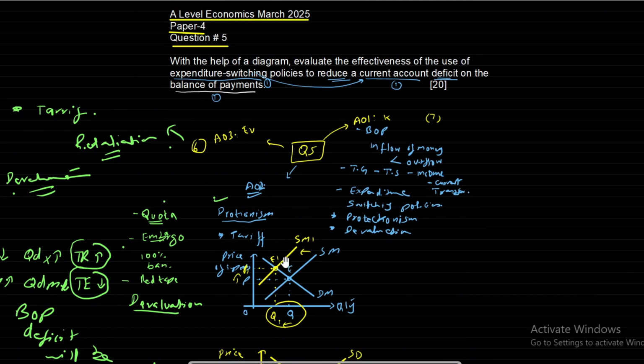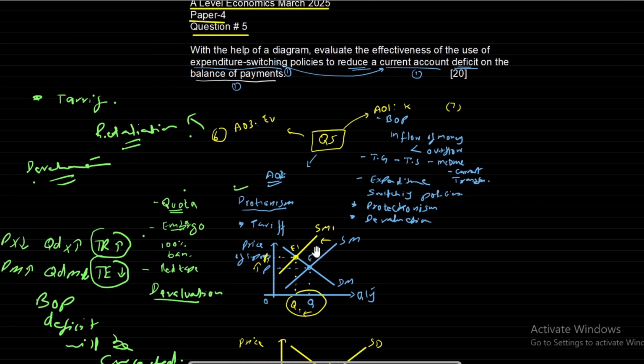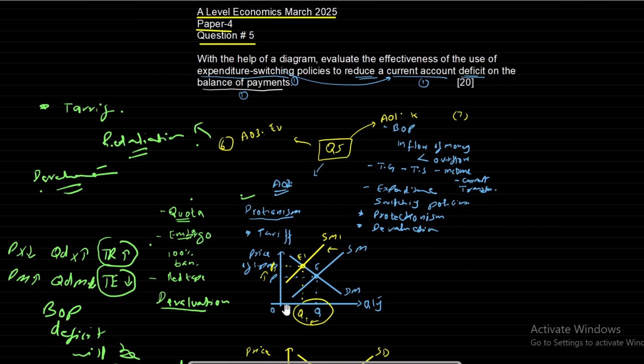So you can see the entire discussion on the screen. You can take a screenshot and copy this mind map, and you can use this mind map to answer your questions. And one more thing that you can write in the conclusion part is that devaluation of currency will not be beneficial if demand for exports and imports is inelastic, right?